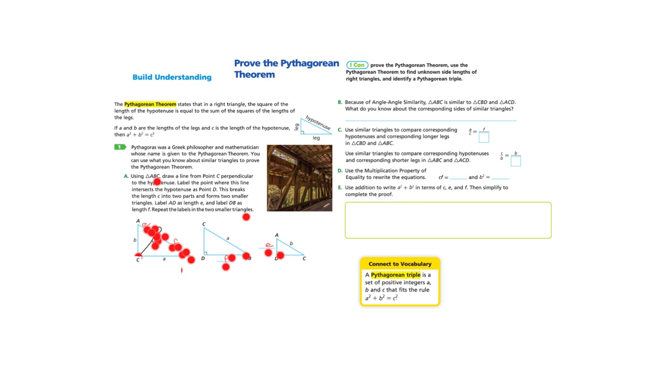If we look at B, it says because of angle-angle similarity, triangle ABC is similar to CBD. You have to make sure that you're thinking of the corresponding angles being in the same place. So what they're saying here is that ABC is similar to CBD, and ABC is similar to ACD. So here's ACD. And what do you know about the corresponding sides of similar triangles? We know that the corresponding sides of similar triangles are proportional. So you could just say they are proportional.